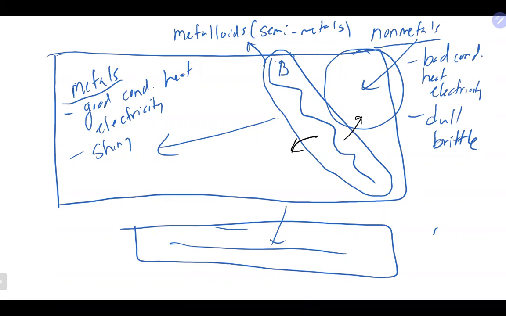So most elements will fall into one of those three categories. And again, metals are also these guys down here. Either metals, non-metals, or metalloids. And again, metals being good conductors of electricity, shiny, and non-metals basically being the opposite. Any questions on that there? And we'll talk more about the periodic table in a later chapter, I think.